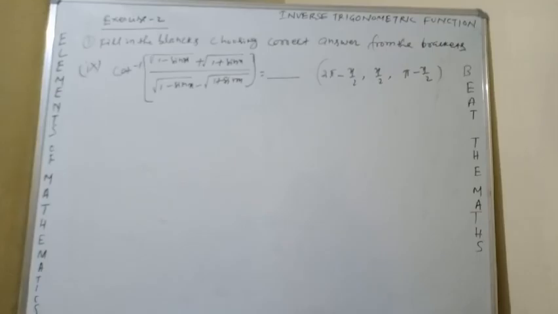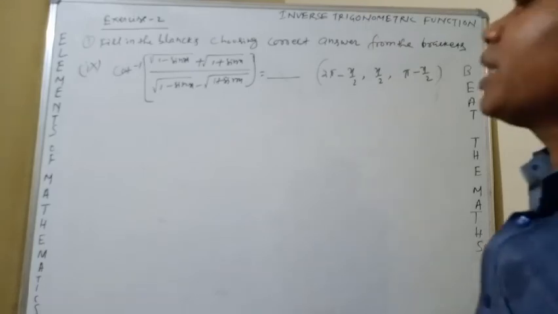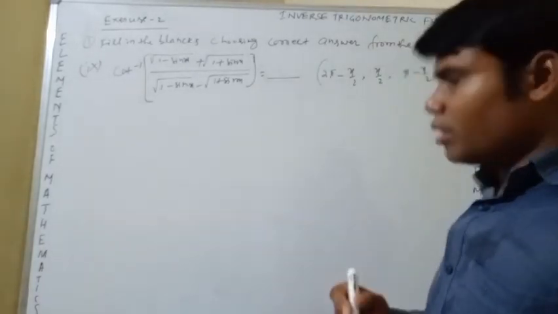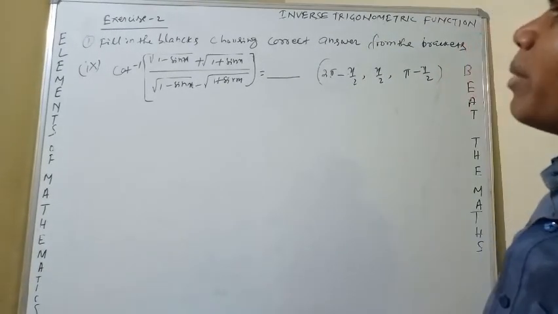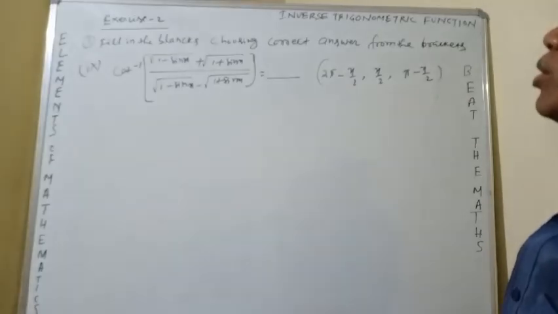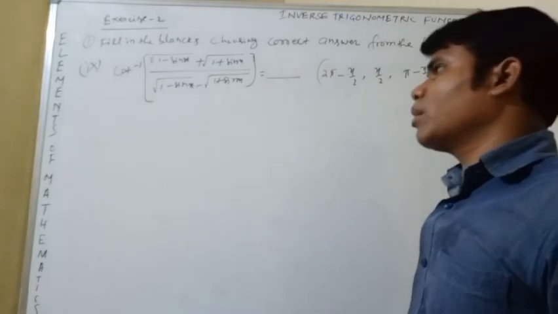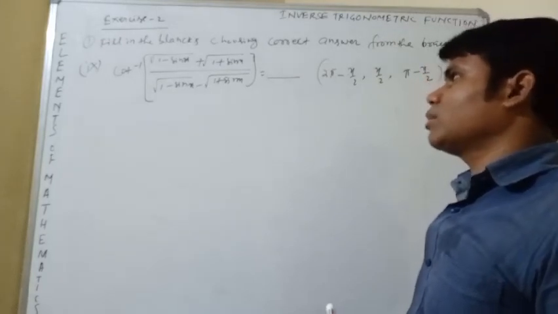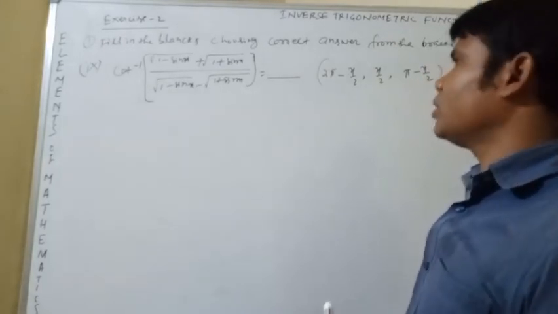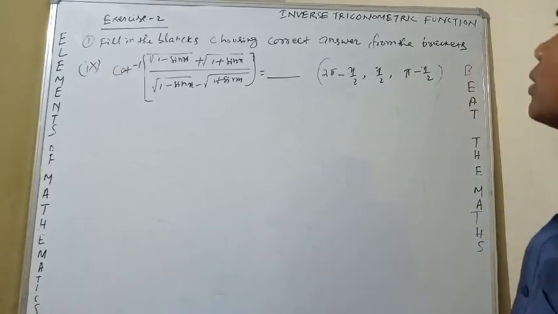You see the next question: cot inverse of (root over 1 minus sin x plus root over 1 plus sin x) by (root over 1 minus sin x minus root over 1 plus sin x) is equal to dash. Options: 2 pi minus x by 2, pi minus x by 2.